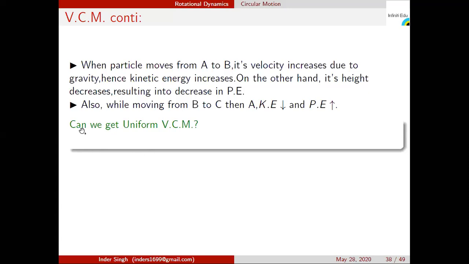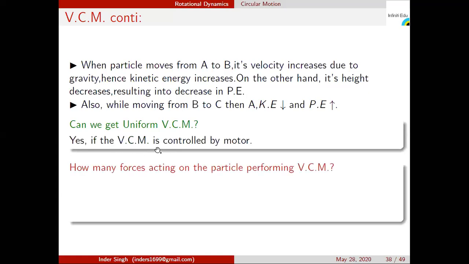We came across this question: can we get a uniform vertical circular motion? What is your answer now after learning this? Yes. Okay, yes, we can get a uniform vertical circular motion if the vertical circular motion is controlled by a motor. So if the vertical circular motion is controlled by a motor, we can get a uniform vertical circular motion. Vertical circular motion example, it is nothing but the tip of your minute hand, clock hand. Okay, so tip of clock hands, they perform what? Vertical circular motion, and also they are what?